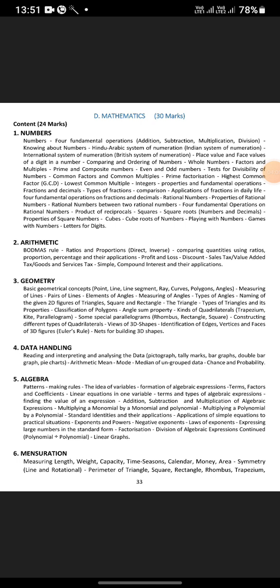mensuration, measuring length, weight, capacity, time, seasons, calendar, money, area, symmetry, line and rotational, perimeter of triangle, square, rectangle, rhombus, trapezium, parallelogram, circle, polygon, area of quadrilateral, surface area and volume of cube, cuboid and cylinder, volume and capacity.